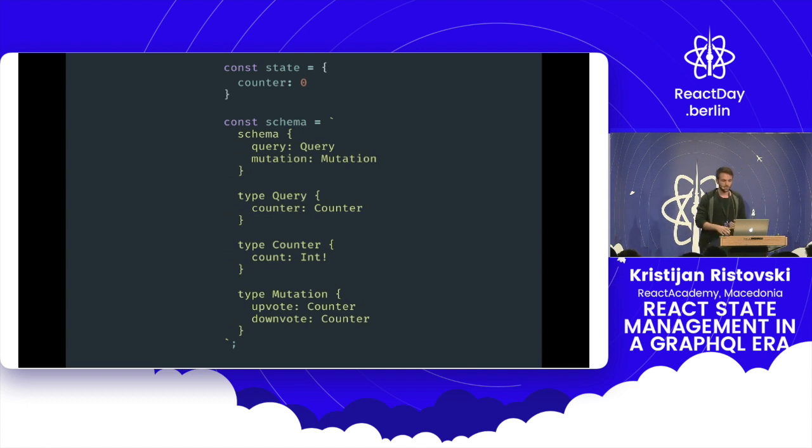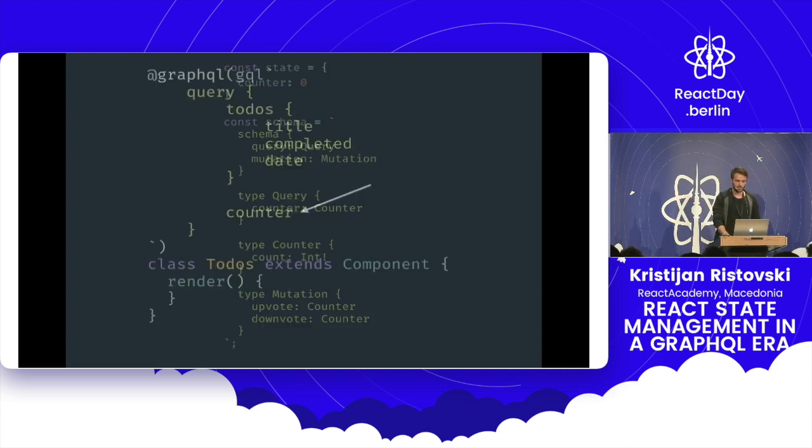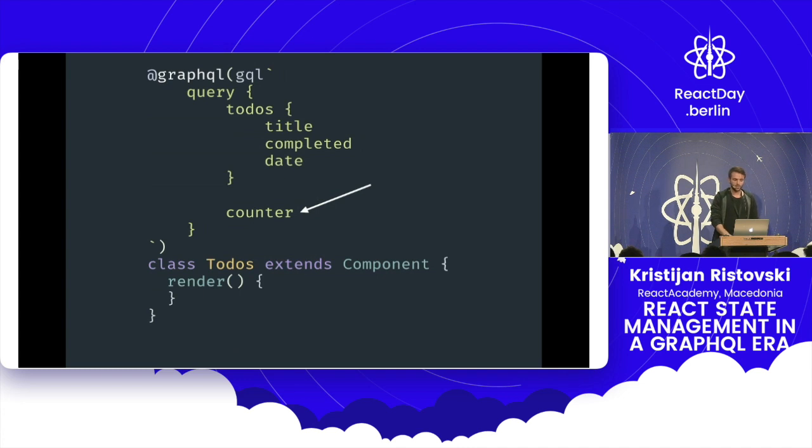It looks like this. So we have local state, and we have a schema where we describe how we modify that state and what happens on each mutation and so on. So we have a schema, we have query, mutation, we have a counter, and we have mutations for upvoting or downvoting that counter. So this is what it will look like.